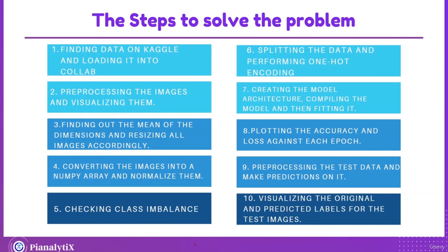Then we will create the model architecture. We'll see how to compile the model and then fit the model and run it for n number of epochs, or any number of epochs that you want. Then we'll plot the accuracy and the loss against each epoch. After that, we'll see how we pre-process the test data, and we'll make predictions on that test data. And the last step will be to visualize the original as well as the predicted labels for the test images.